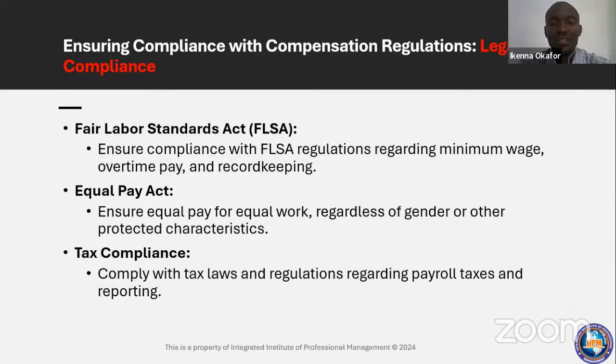Okay, so ensuring compliance with compensation regulation, legal compliance, the Fair Labor Standards Act: ensure compliance with the Fair Labor Standards regulation on minimum wage, overtime, and record keeping. Ensure compliance as well with so many other acts that we have. We have the Child Labor Act, the Compensation Act, the Pension Act, the CAMA 2022, the Companies and Allied Matters Act. That's what it means for those that might be asking. Company Allied Matters Act, yes, CAMA.